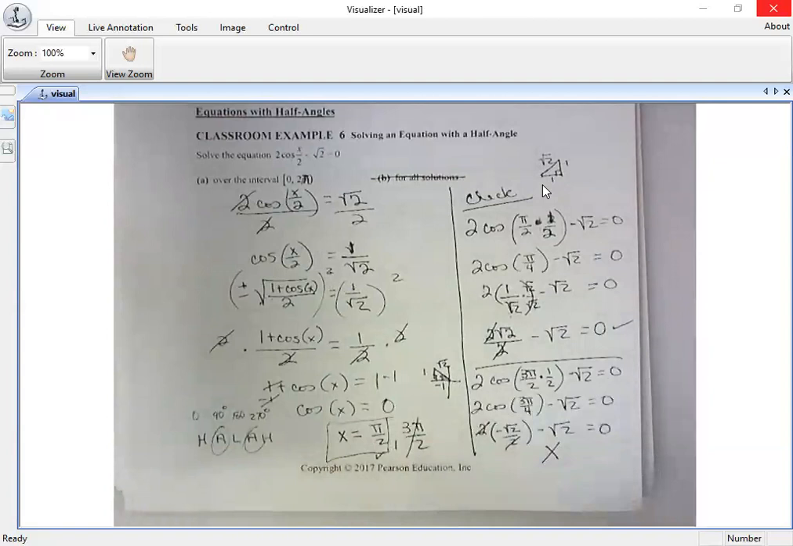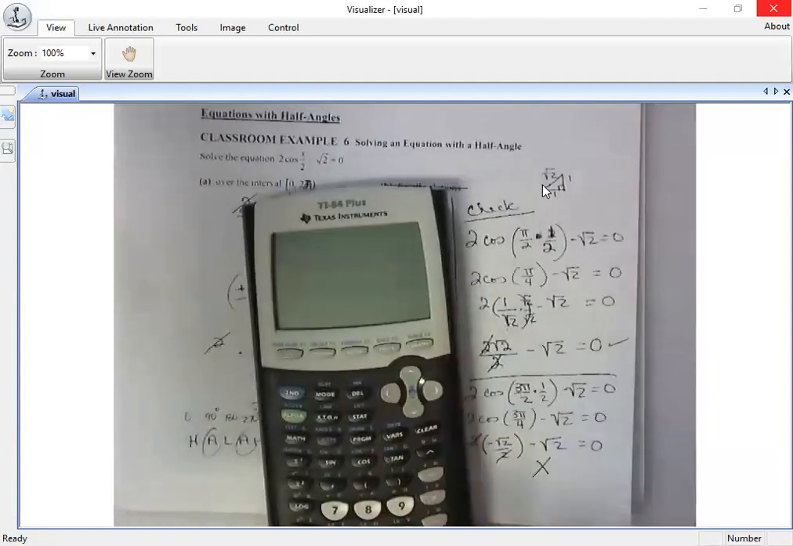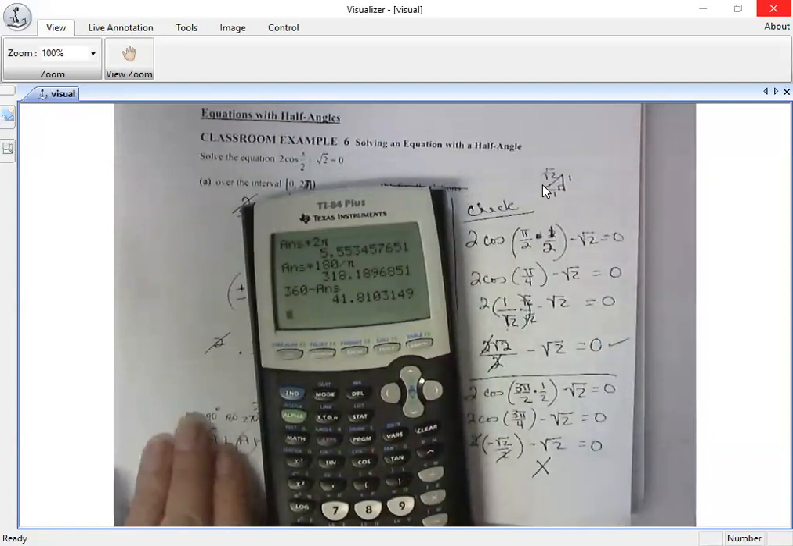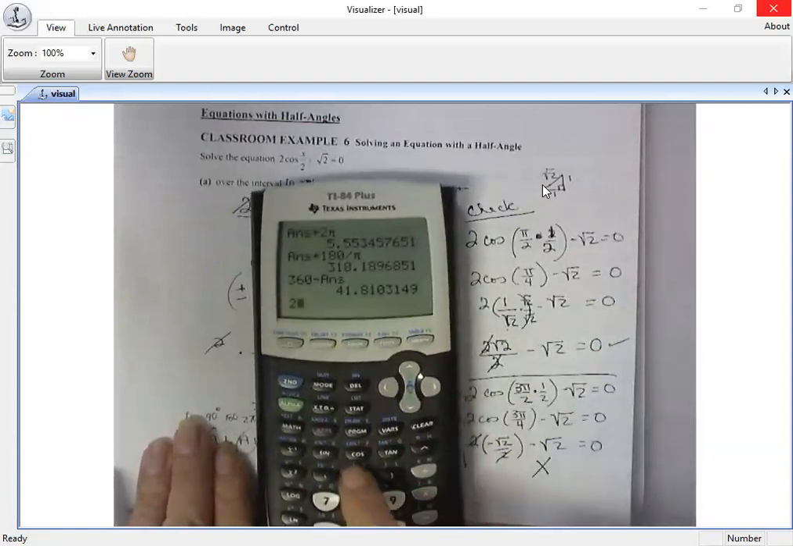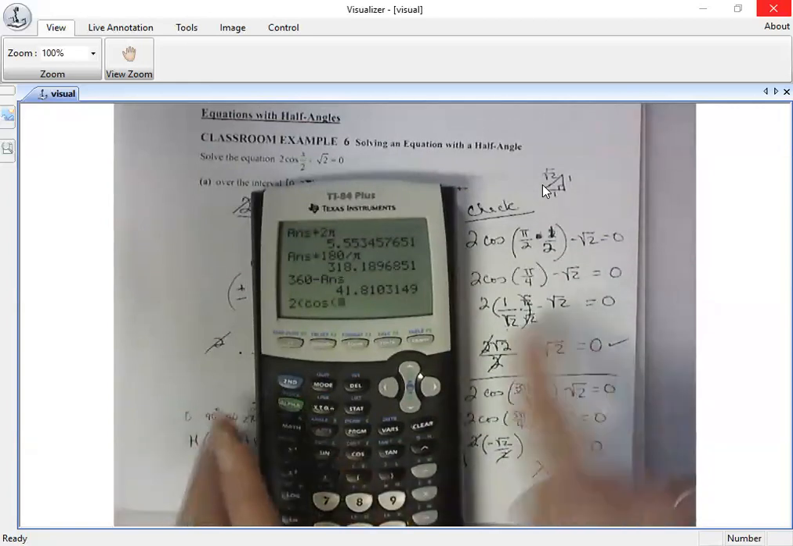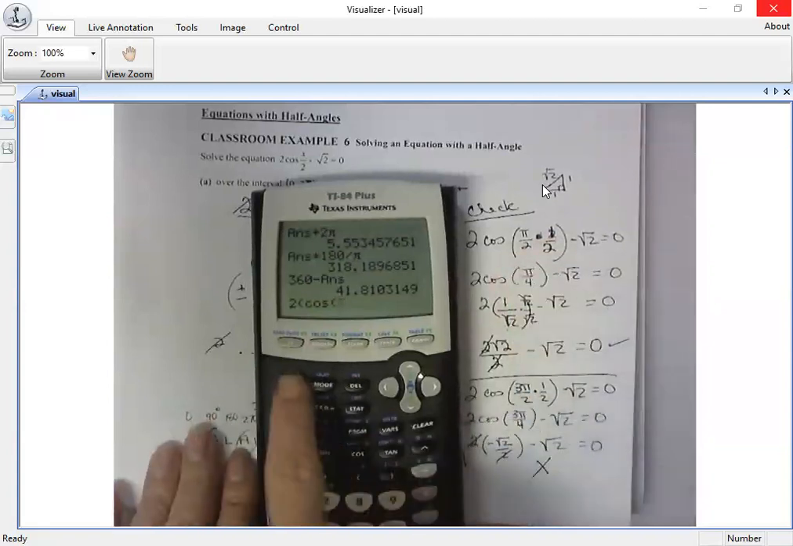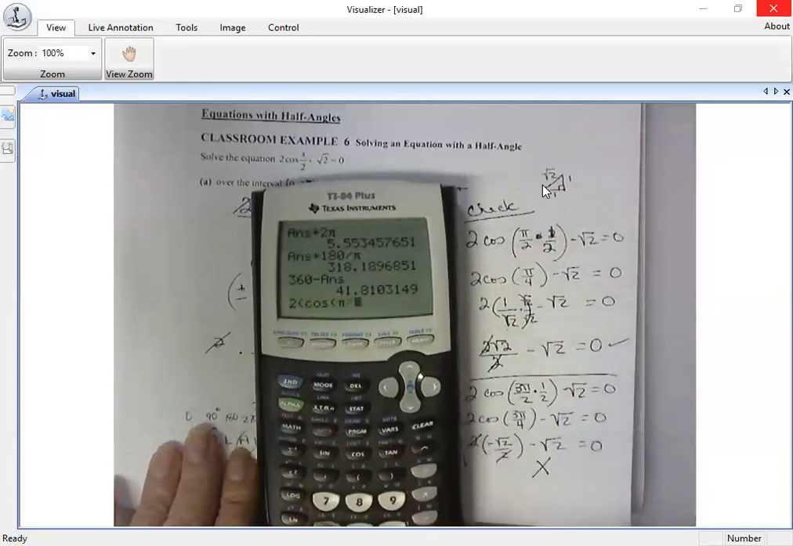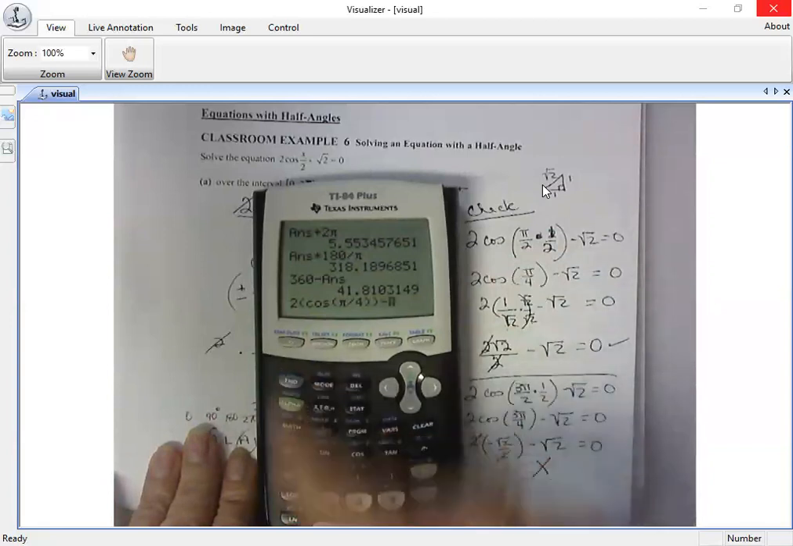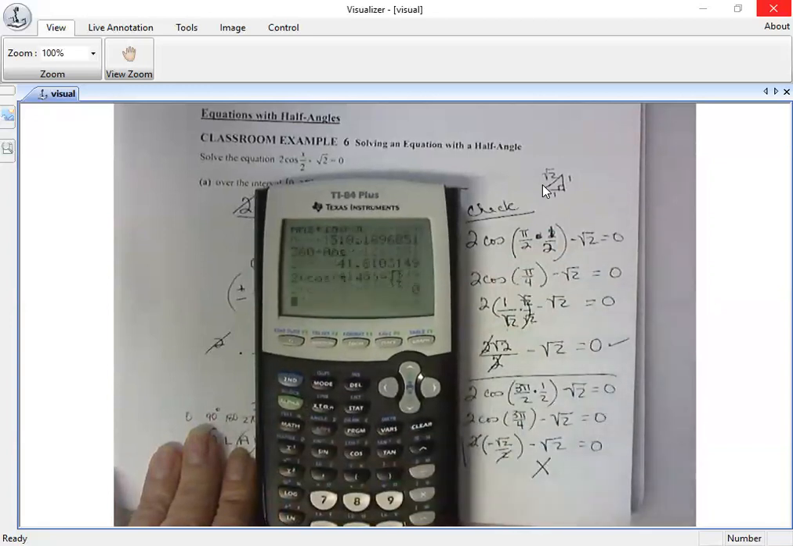Okay, now just to show you in the calculator. All right, remember we're in radian mode. So what we would have to do is 2 times the cosine of, and we'd still have to know what the angle needed to be. We'd have to do the cleanup part, but I can put in pi over 4 and then subtract the square root of 2 and see if it gives me 0. And it did. Okay? Does that make sense?